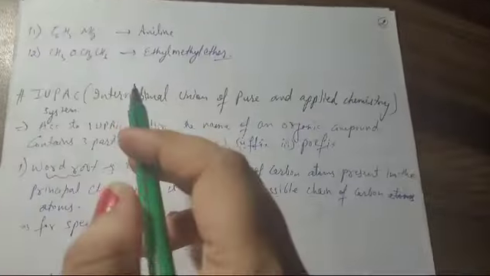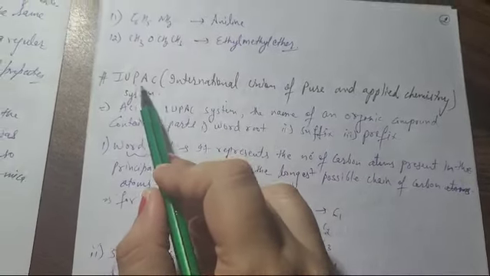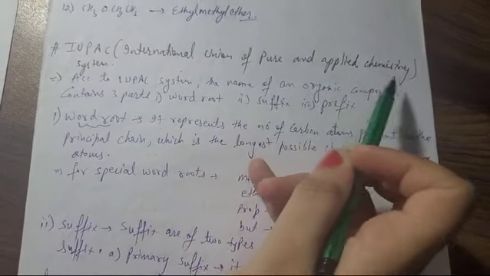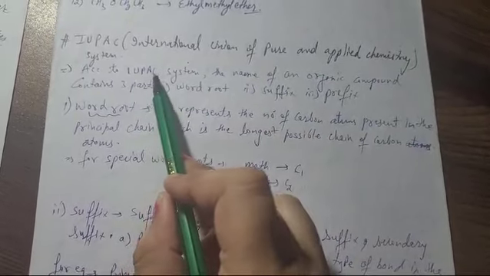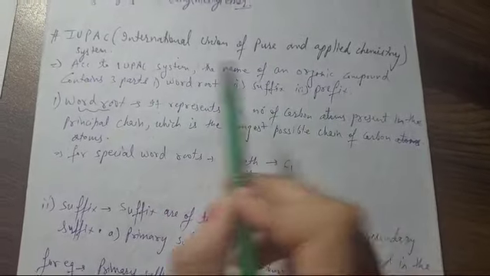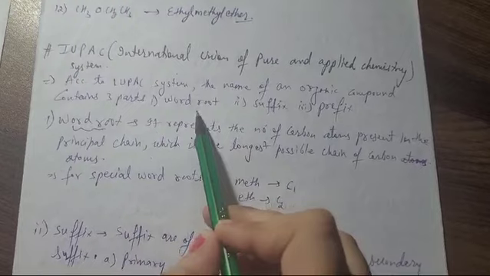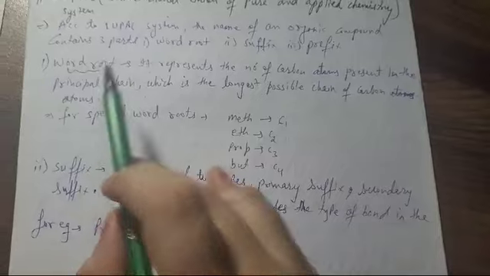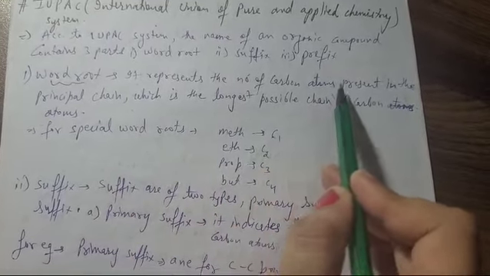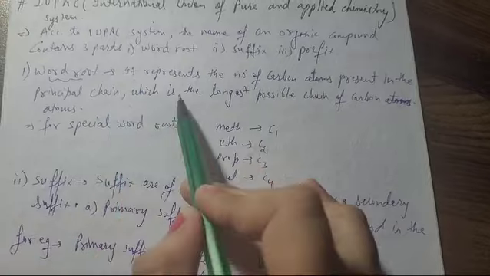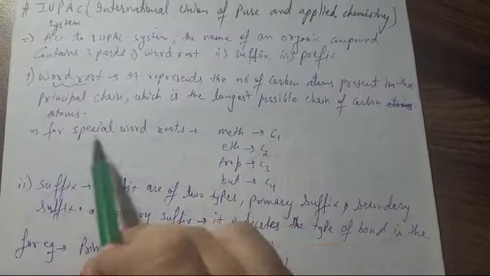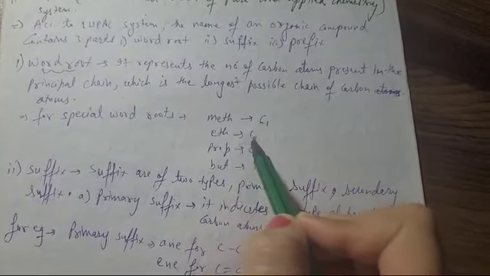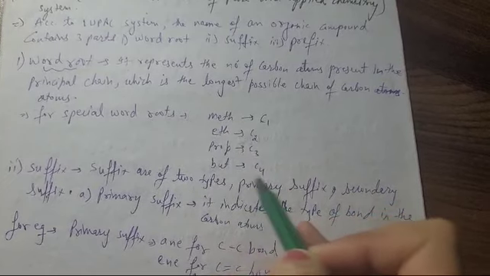Next is IUPAC system. What is the full form of IUPAC? International Union of Pure and Applied Chemistry. According to the IUPAC system, the name of the organic compounds contains three parts. First, word root, second, suffix, third, prefix. Word root. Number 1, word root. It represents the number of carbon atoms present in the principal chain, which is the longest possible chain of carbon atoms. For the special words, meth is C1, eth C2, prop C3, but C4.